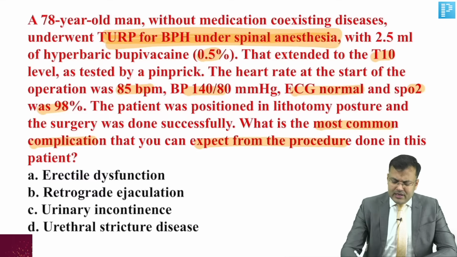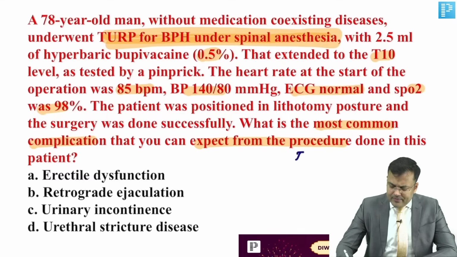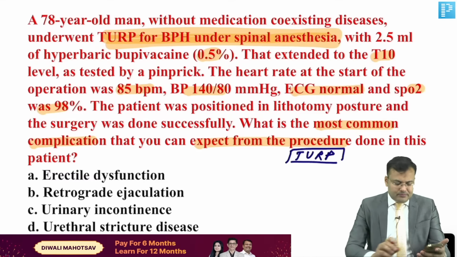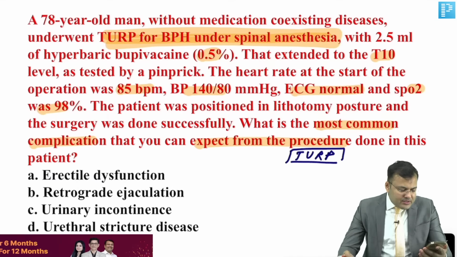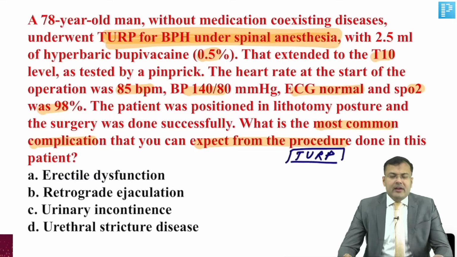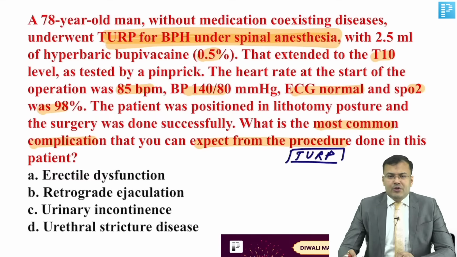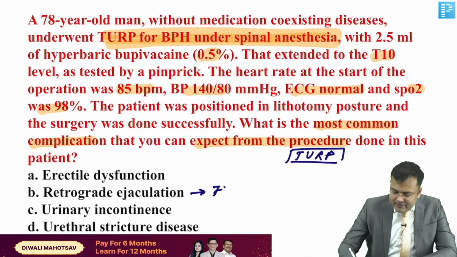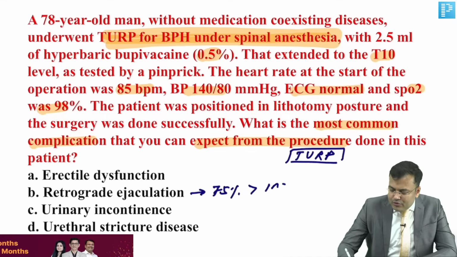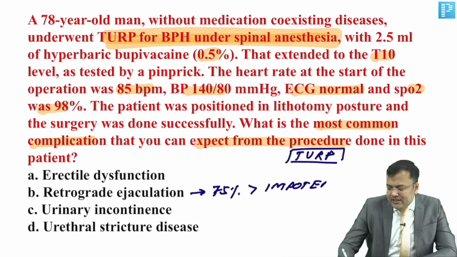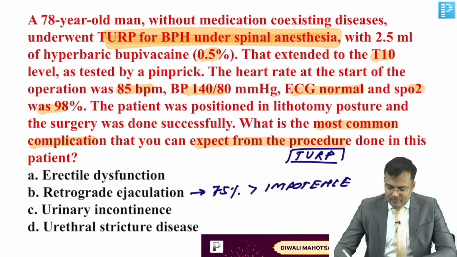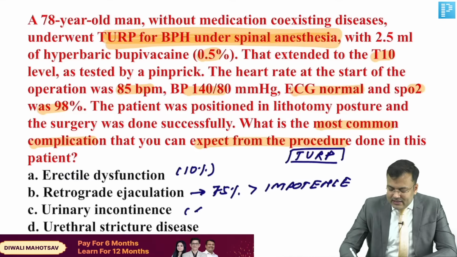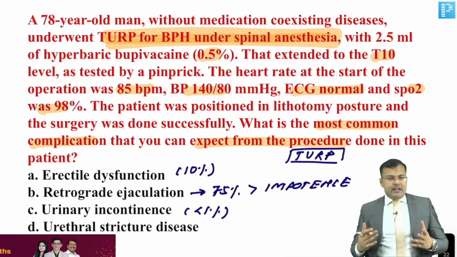So, can anybody tell me what is the most common complication of TURP? Easiest question. Everybody mark the correct answer, guys. After TURP, the most common complication is retrograde ejaculation. It is seen in 75%. After that, there is impotence, erectile dysfunction, which is seen in 10%. And incontinence is seen in less than 1%. So, most common retrograde ejaculation.